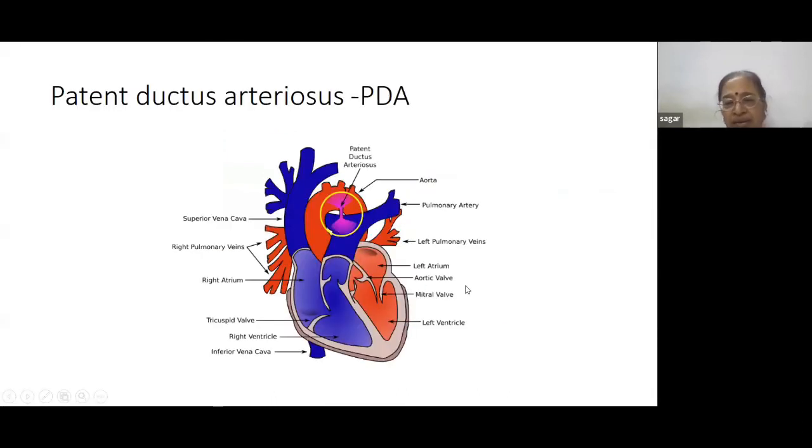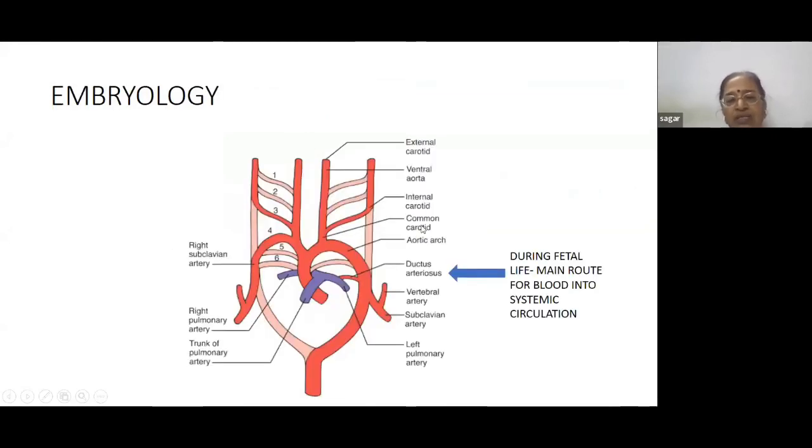Now that's the PDA. You have an aorta, you have a pulmonary artery, and that's the ductus. So from the aorta to the pulmonary artery, blood is always flowing through the patent ductus arteriosus, which should normally have closed. So what is the embryology of the patent ductus arteriosus? It is the sixth left aortic arch, which connects the left branch of the pulmonary artery and the main pulmonary artery to the aortic arch.